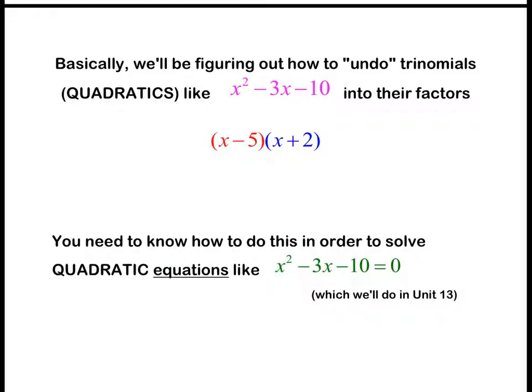So basically, we're going to figure out how to undo trinomials, which are quadratics. An example would be x squared minus 3x minus 10, and we're going to undo it into its factors. So you're looking for two binomials that multiply together to get the trinomial. And we're going to need to know how to do this in order to solve quadratic equations such as this one. And that means equal to 0, which we'll do in the next unit.